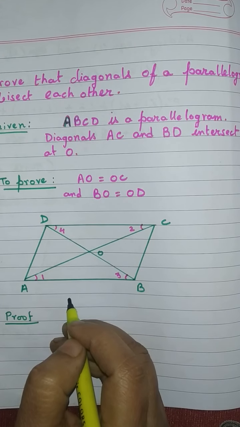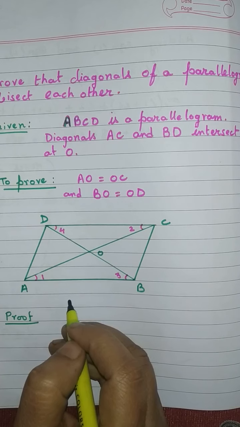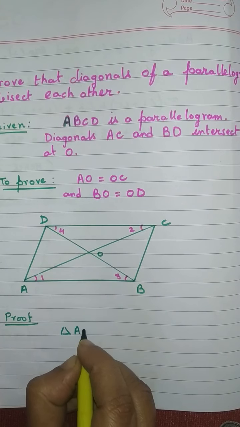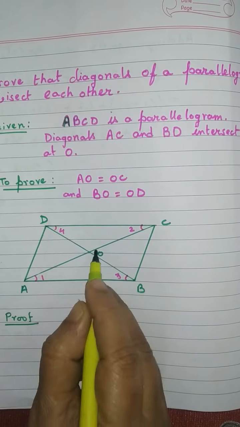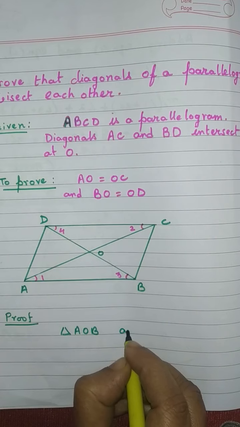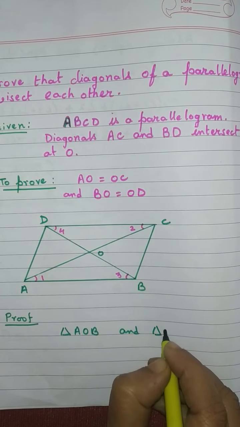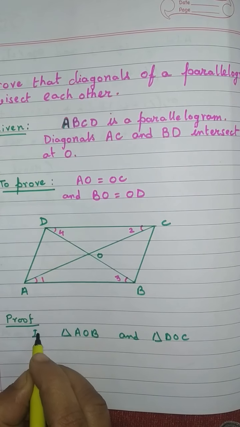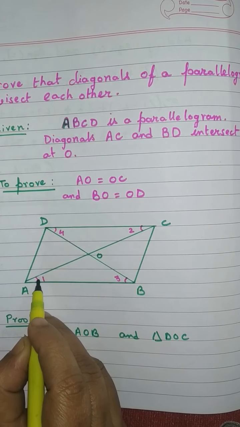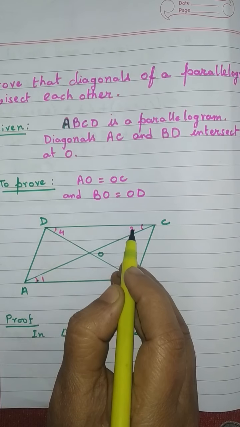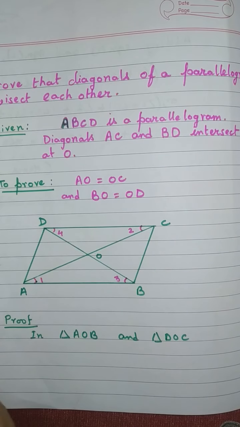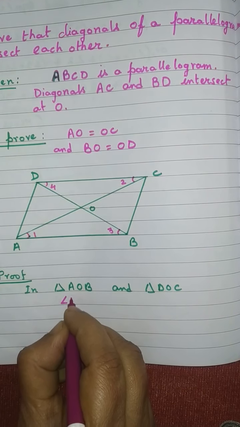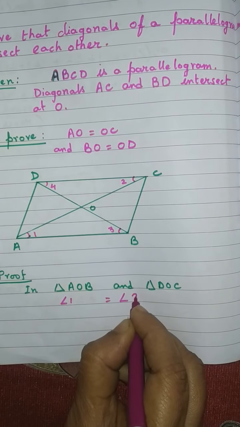Now here we are considering two triangles. Triangle AOB, this triangle, and triangle DOC. In these two triangles, angle 1 is equal to angle 2. Why are these two angles equal?